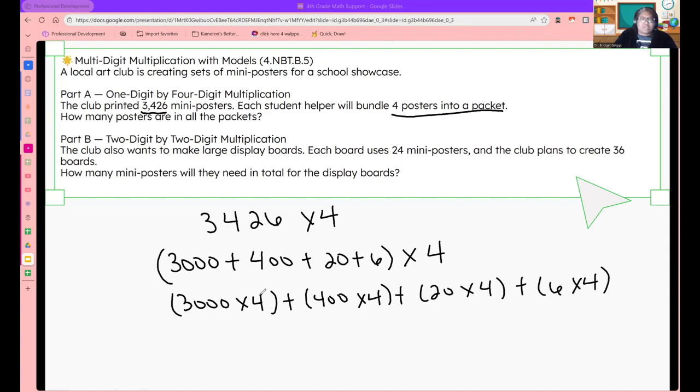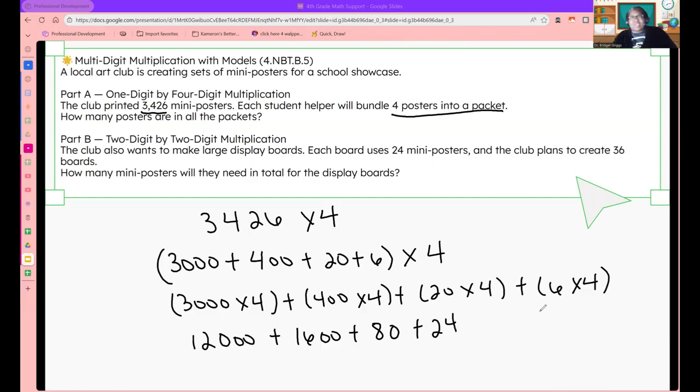So for example, we have 3,000 times 4. We can think about this just for a moment as 3 times 4, which would be 12. And then we can add those zeros back in. So that would make that 12,000. So same here. We can do 4 times 4, which is 16. Add the zeros up and make that 1,600. 4 times 2 is 8. Add that 0. That becomes 80. And then 6 times 4 is 24.